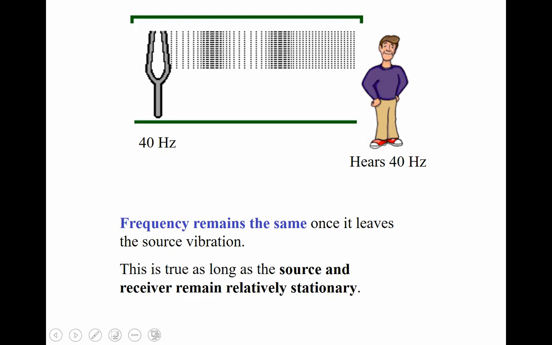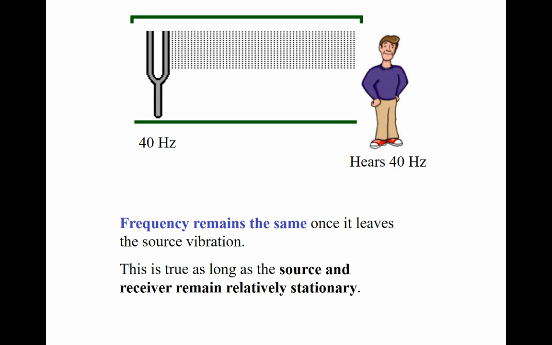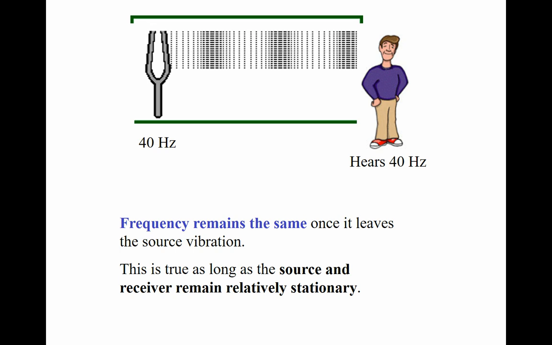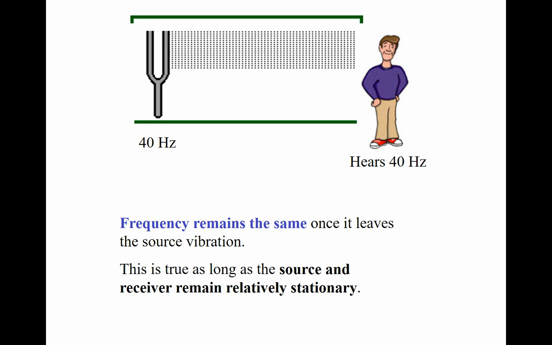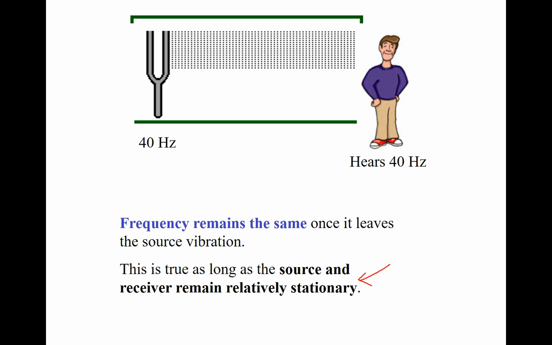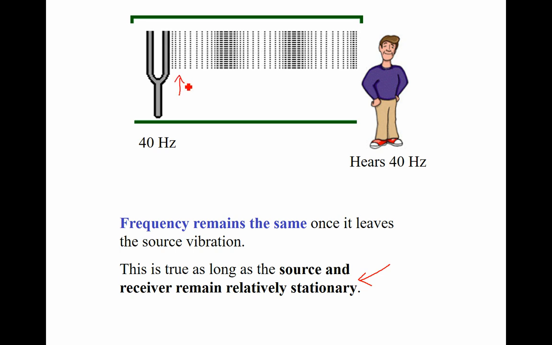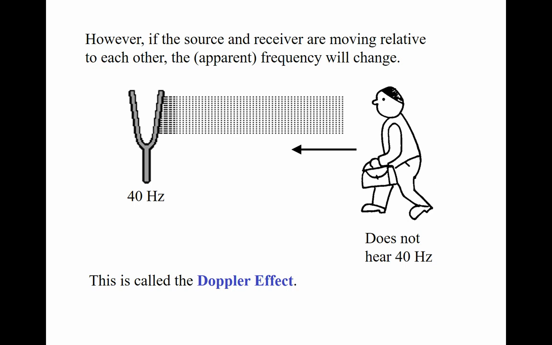So let's skip forward a second here. In other words, I've got a tuning fork that makes sound at 40 hertz, so 40 cycles per second. It vibrates back and forth 40 times every single second. Once that wave leaves that source, it's 40 cycles per second pretty much no matter what, as long as the source and the receiver remain stationary. And this is getting into talking about Doppler effect. So producing 40 hertz sound, the person picks up the exact same frequency, 40 hertz over there. Cool. But what if the person is moving, right?